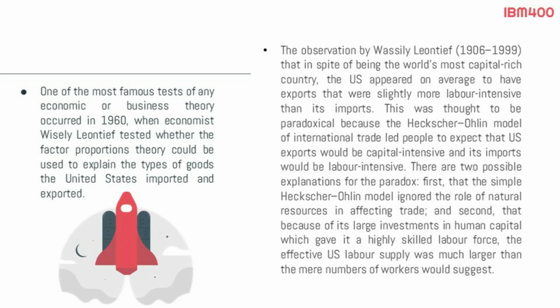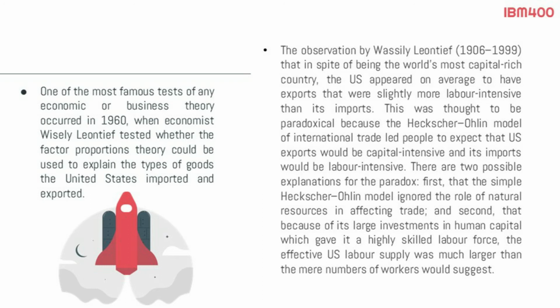from 1906 until 1999 was that in spite of being the world's most capital-rich country, the US appeared on average to have exports that were slightly more labor intensive than its imports. This was thought to be paradoxical because the Heckscher-Ohlin model of international trade led people to expect that US exports would be capital intensive and its imports would be labor intensive.